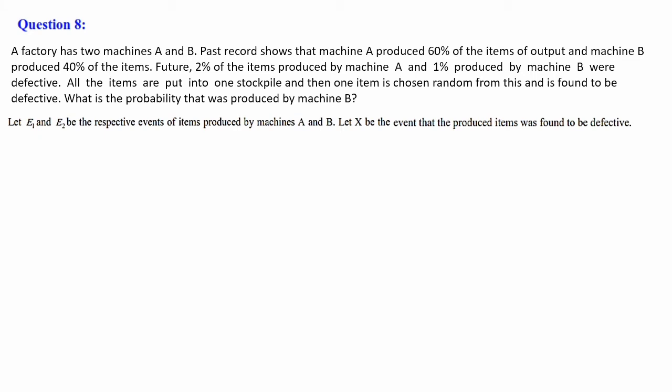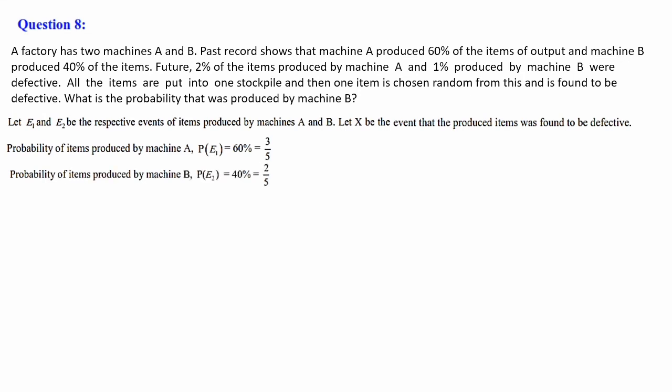Here event A we are not taking because A and B are already mentioned here with the machines. So the other event we are taking as X. So let X be the event that the produced item was found to be defective. So E1 and E2 are the events that the items are produced by machine A and machine B, and X is the event that the selected item is found to be defective. And let's write P of E1, that is the probability of items produced by machine A, that is 60%. 60% means 60 by 100. When we cancel 20 here, you will get 3 by 5, simple form.